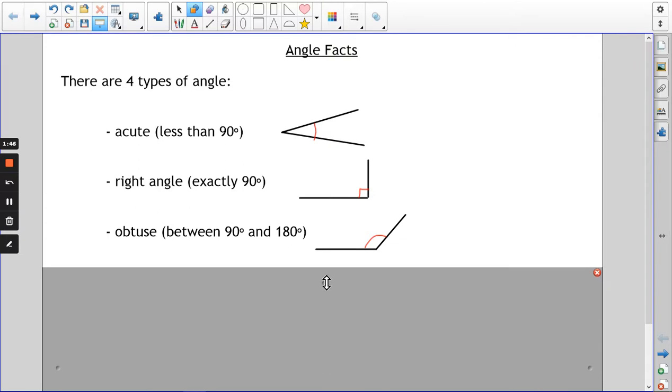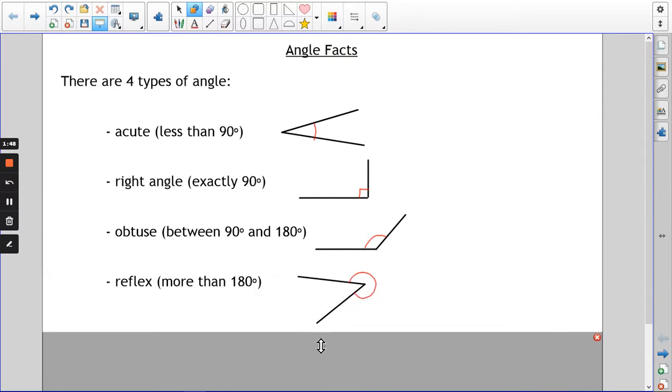And then if we keep going further around, the biggest types of angle you can make are reflex angles, and these are angles which are bigger than 180 degrees, and they look a little bit like Pac-Man, the old computer game. Okay, so if you need to pause the video to write stuff down, do that, and when you're ready, press play. So those are the 4 main types of angle to get us started.